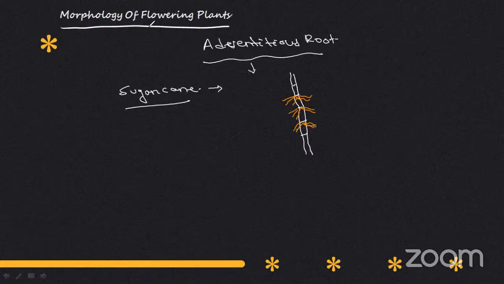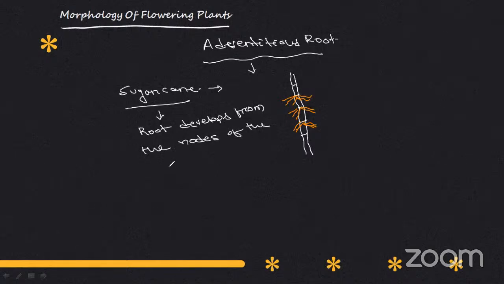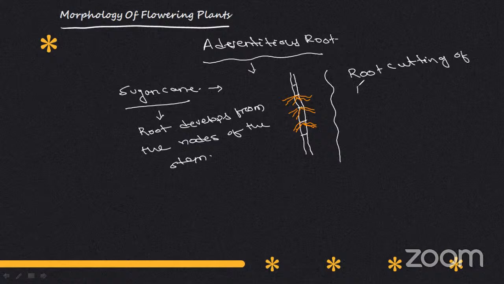So in the sugar cane, what happened? The root develops from the nodes of the stem. Okay, or in case of root cutting of rose plant. Basically we know what happens.